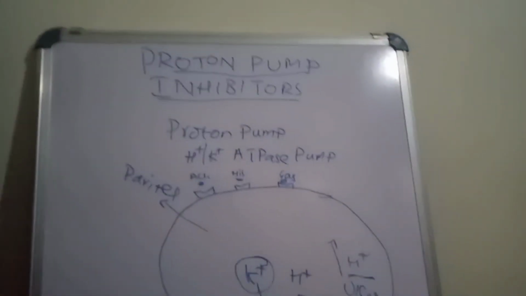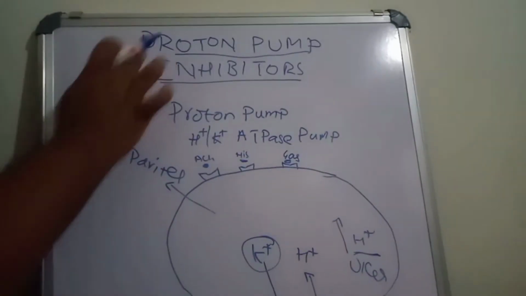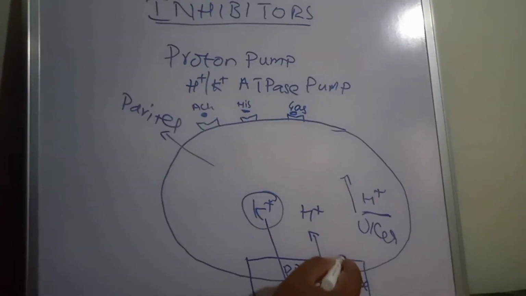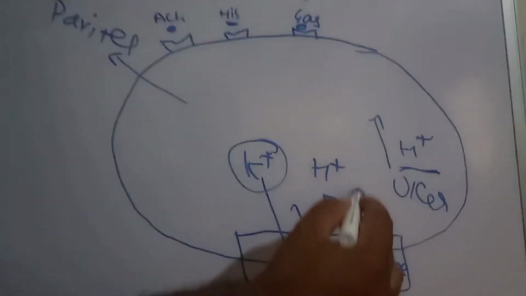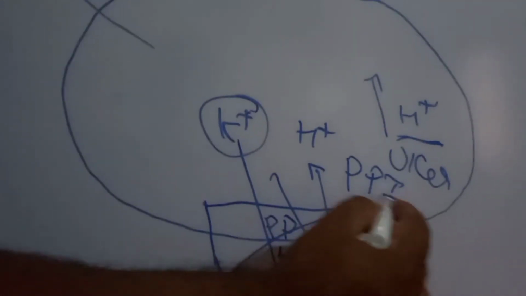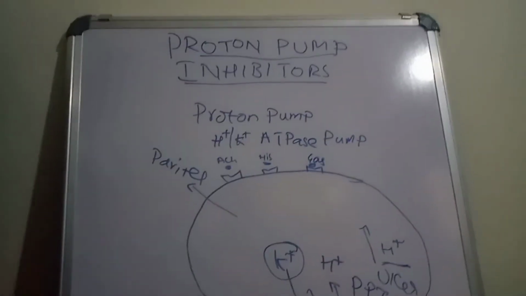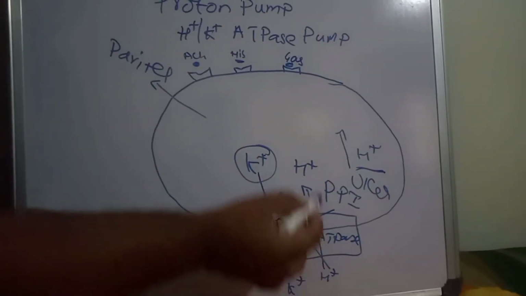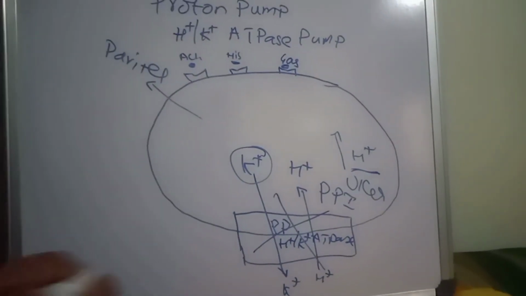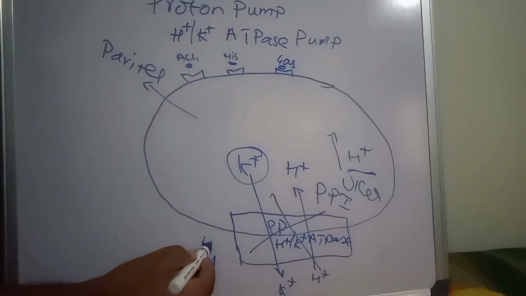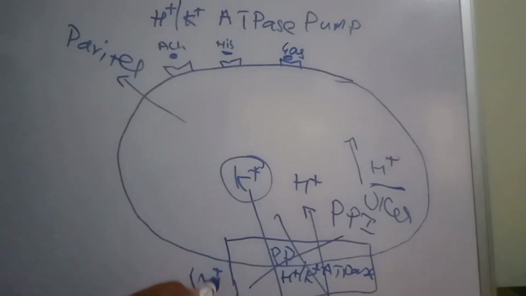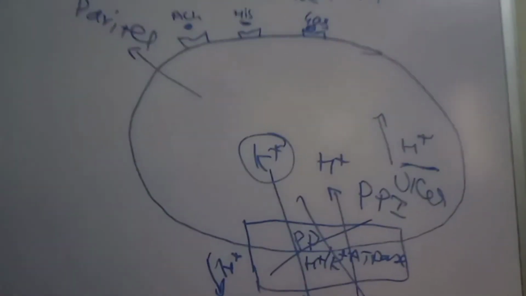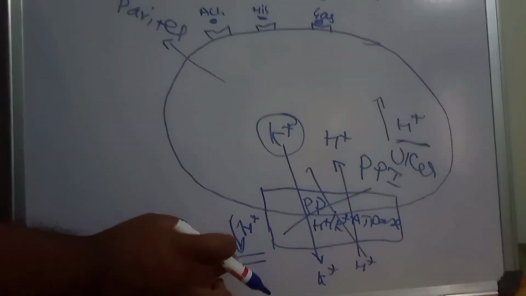Now when we talk about proton pump inhibitors, they will not do any new work. They just inhibit this proton pump. When they inhibit this pump, what happens? The H plus ions will not be pumped inside the cell, and thereby H plus ions decrease, acidity decreases, ulcer decreases.